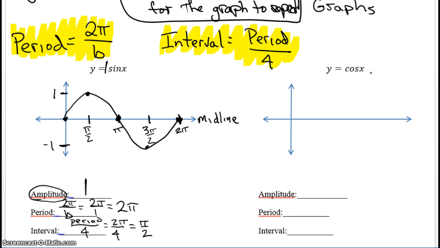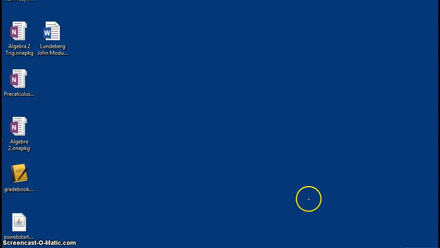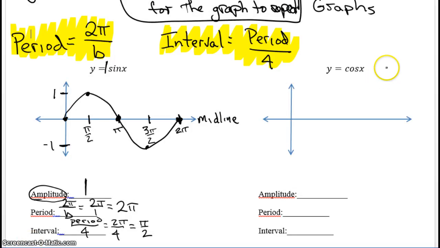Cosine is the same process. I want to find the amplitude, the period, and the interval before I draw anything on the graph. The amplitude is the number in front of the cosine, so that's 1. The period is 2 pi divided by the value of b, and that's the number in front of x. That's 1, so 2 pi divided by 1 gives me a period of 2 pi. And each interval is the period, 2 pi, divided by 4, so each interval is pi over 2.